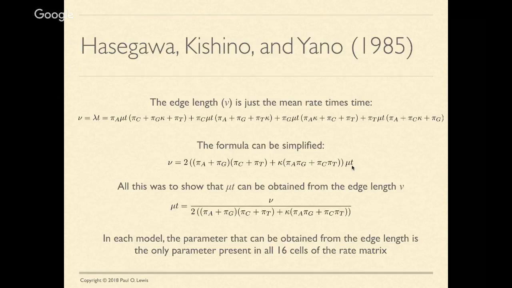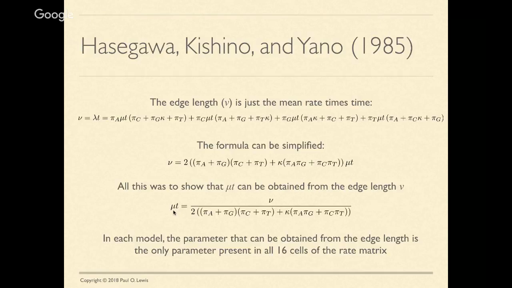So all we have to do to get an estimate of mu t is just to move this whole mess to the other side, divide through both sides by that, and you get v over that whole mess is equal to mu times t. So if we have a branch length and we have values for all of these parameters, we can obtain mu t from that branch length.